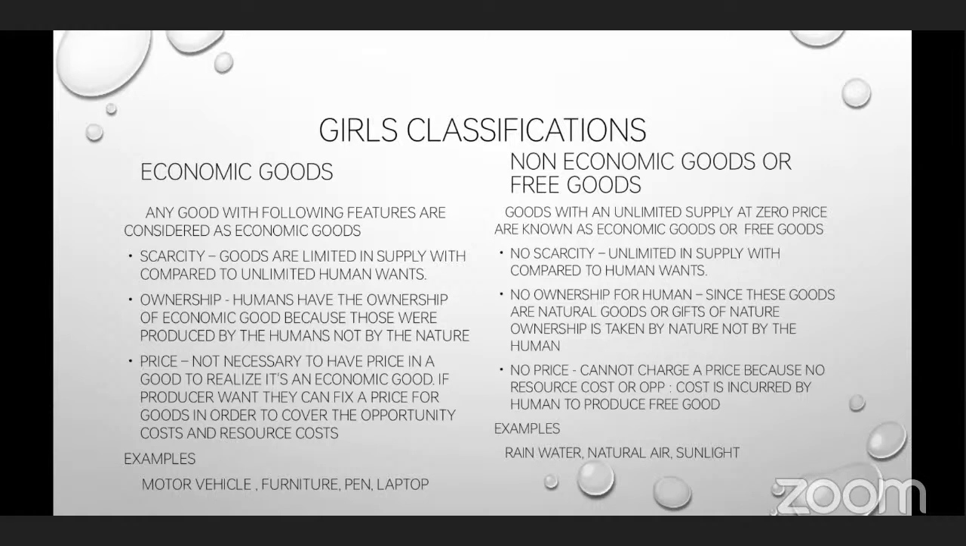The third one, no price, zero price. Why is that? A price cannot be charged because no resource cost or opportunity cost is incurred by humans to produce free goods. We will see the examples: rainwater, natural air, sunlight. Yeah, I think you got this.